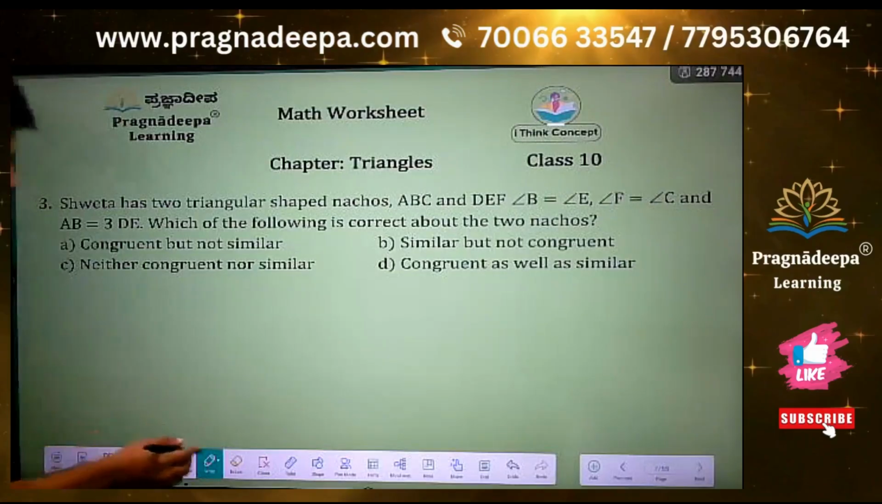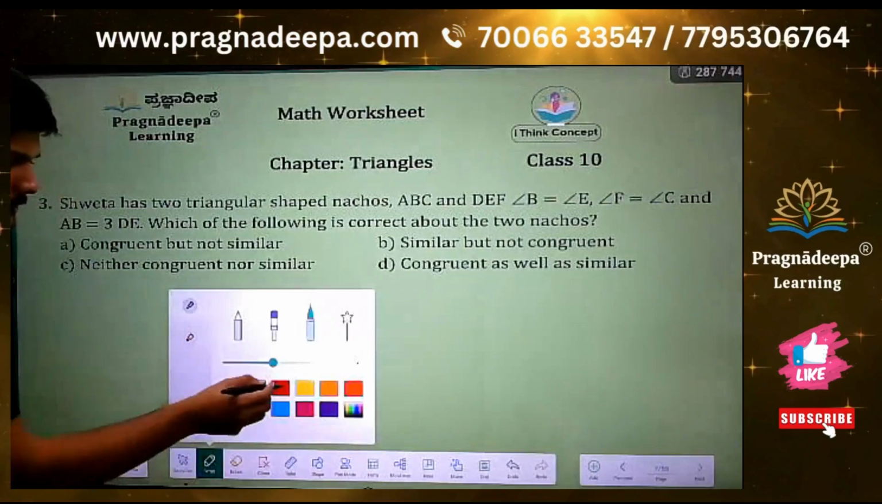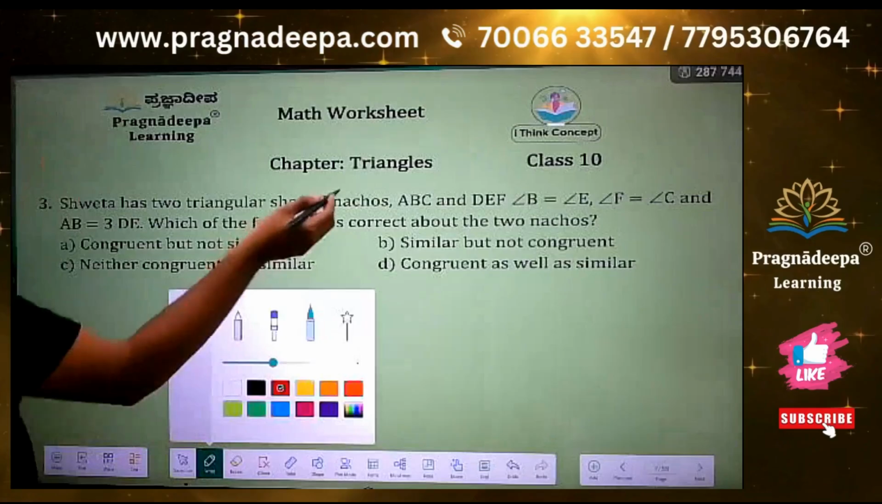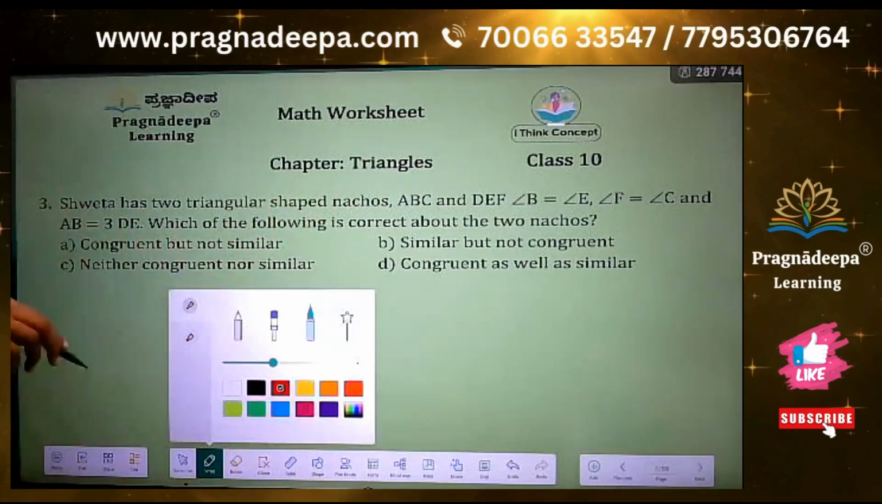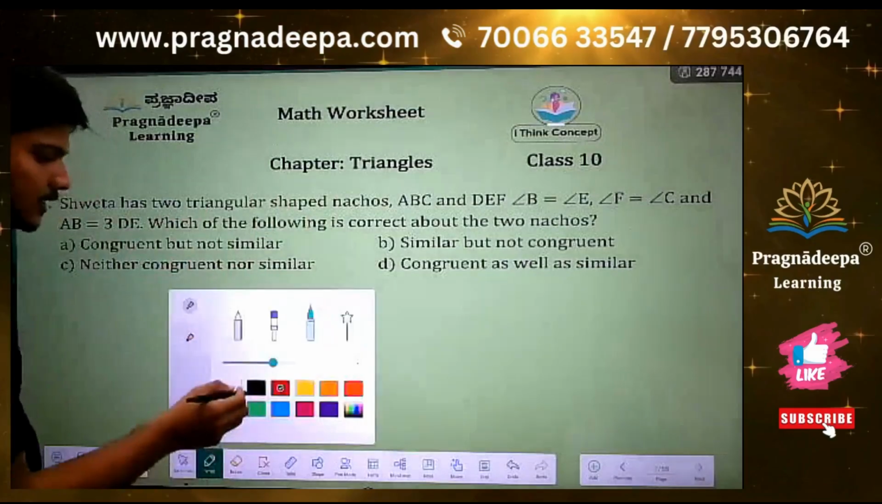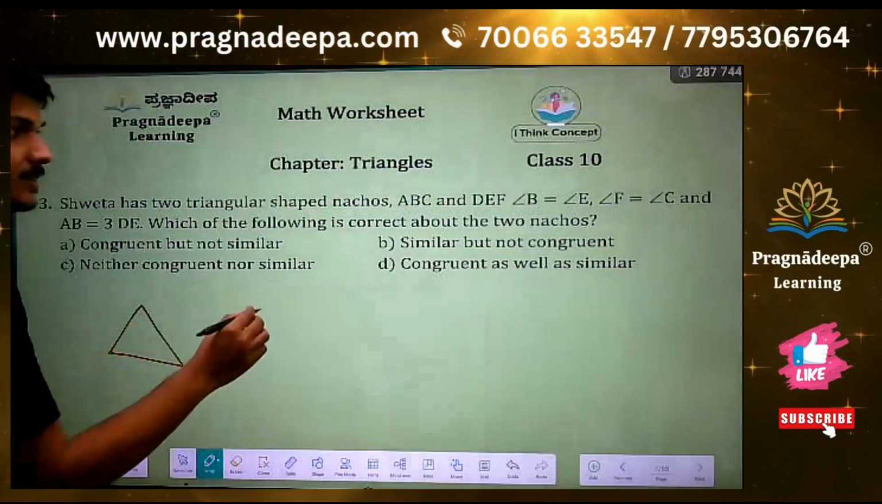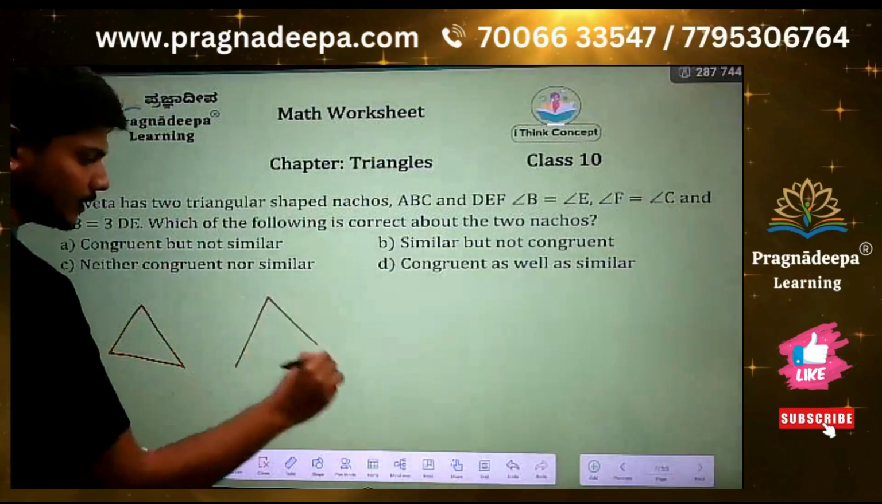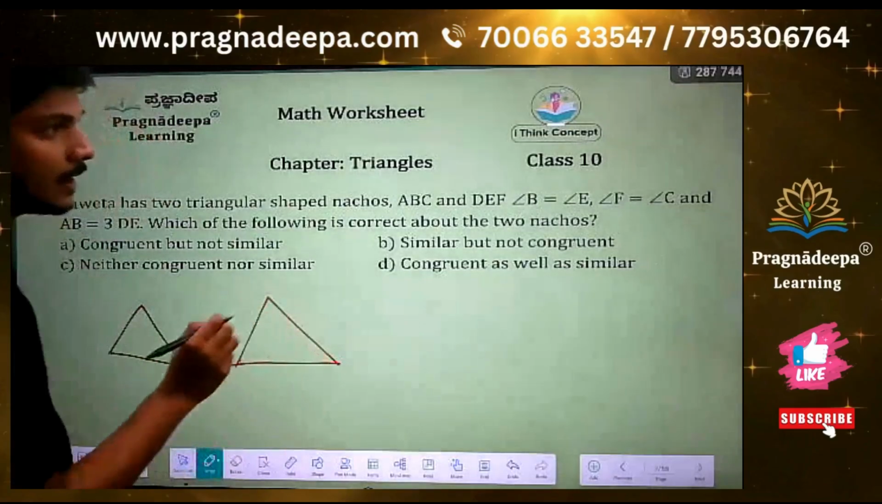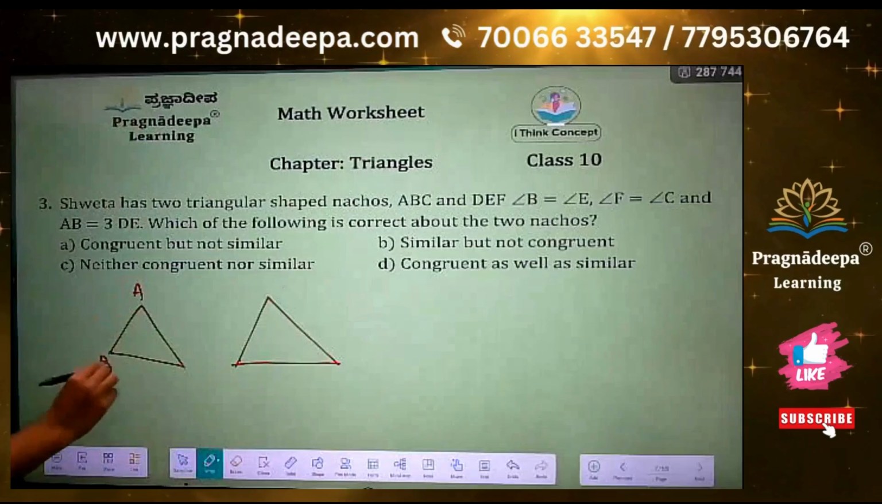So Shweta has two triangular shaped nachos, triangular like the snack chips. Those triangles are, one is triangle ABC, another one is triangle DEF. We don't know about the measurements. So they have given angles of ABC and DEF.